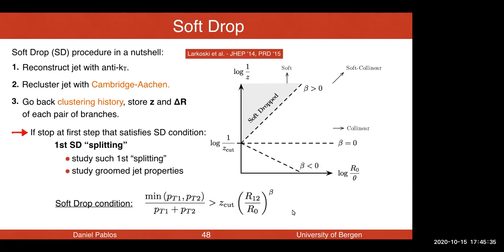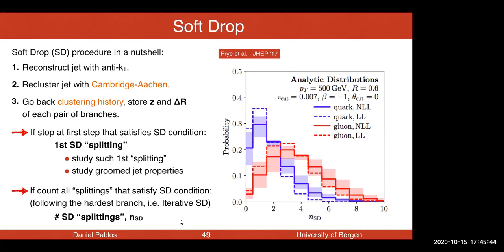This is the soft drop condition. The specific form is not particularly relevant. The thing is that you can either study the first splitting or you can study all of the splittings, and then you can access things like the number of splittings that passed your condition. These are proxies for the multiplicity that, for instance, have been studied for quark-gluon discrimination.